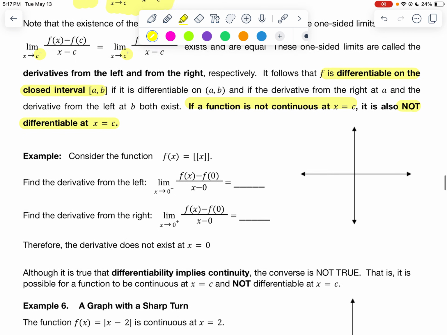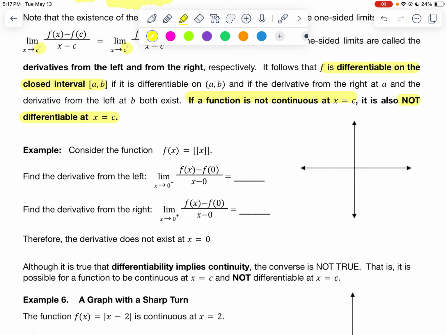Okay, so let's consider the function. It says f of x is equal to, and it has these double brackets around x, right? We've seen this one before. This is the greatest integer function, right? And so basically this one tells you that whatever number you are plugging in, you're going to round it down to the nearest whole integer, right?